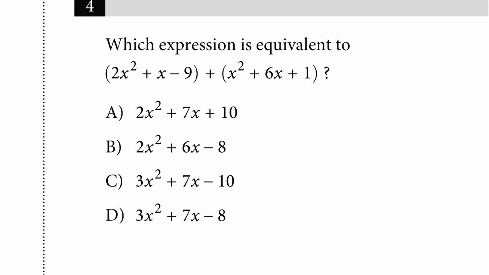Which expression is equivalent to the one shown? Here we have 2x squared and another x squared. So we're going to have 3x squared total. We don't even have to look at our 7x since those are the same, but let's figure out if it's going to be negative 10 or negative 8. We have negative 9 plus 1, which is going to be negative 8, so the answer is D.